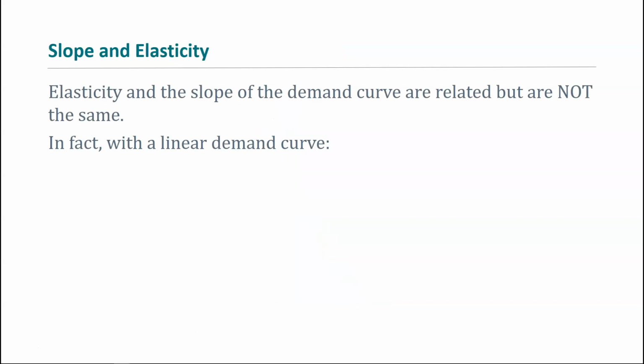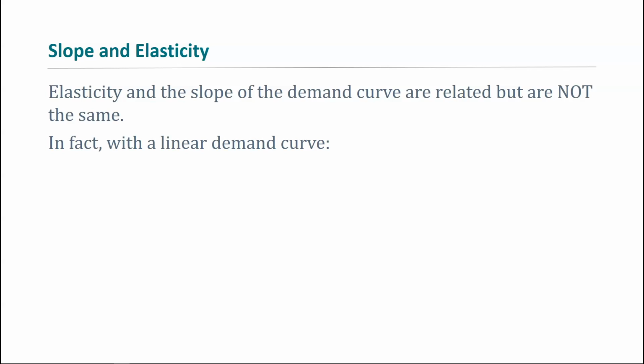Now, one little word of warning. Elasticity and slope of the demand curve are related, but they are not the same. So we've just shown that the flatter a demand curve is, the more elastic it is, right? So the more elastic that demand is. So yes, a flatter curve means something about the slope of the curve, right? So the slope and the elasticity certainly are related. They are not the same.